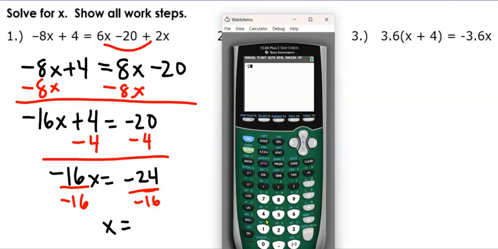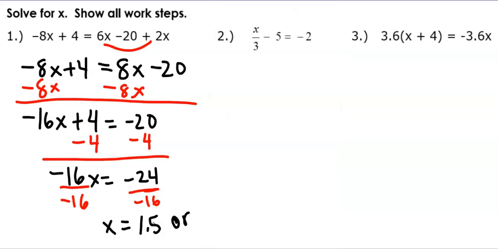If I have negative 24 divided by negative 16, it's a pretty good looking decimal. So we could write that as positive 1.5. Otherwise, if we want to leave it in fraction form, I can use my calculator here in fraction form to reduce my fraction and get 3/2. So you could write 1.5, or you could write the fraction 3/2.